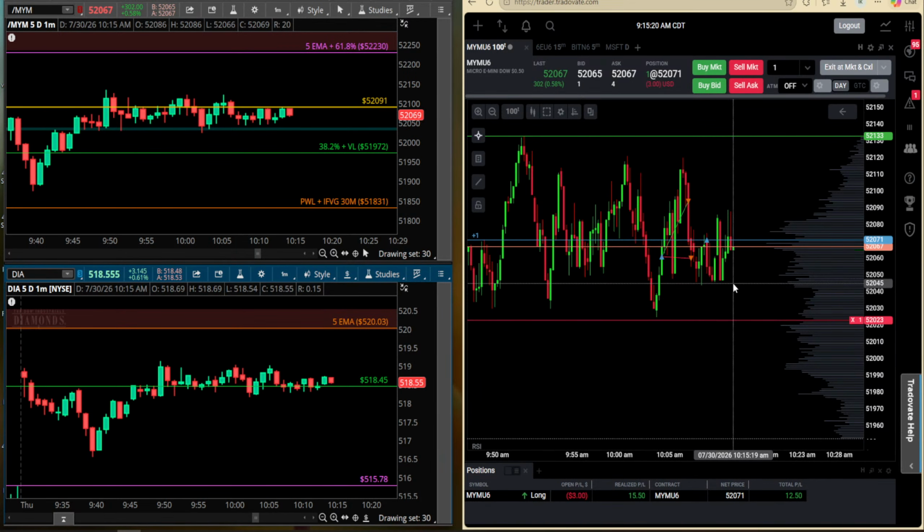But now we were not able to break above that 52,080 range. We are still above the fair value gap, and it's only one lot, but my stop is pretty wide. This stop is going to have almost $35.